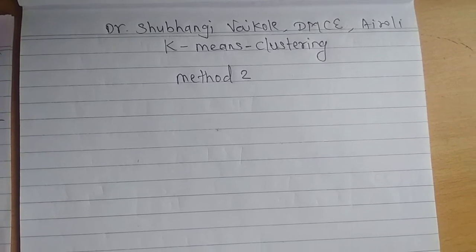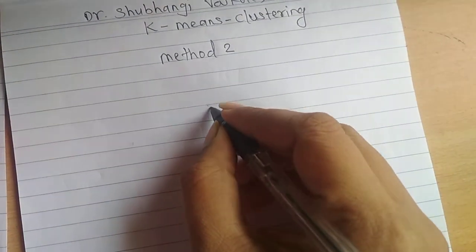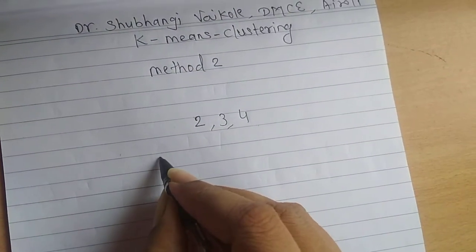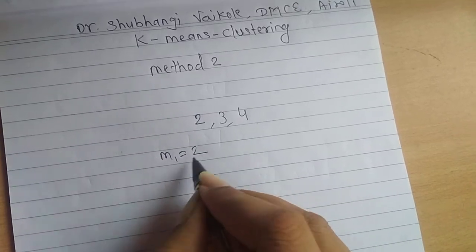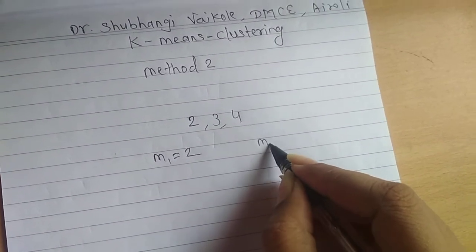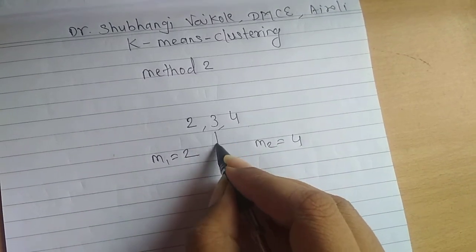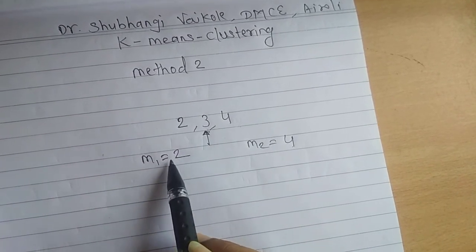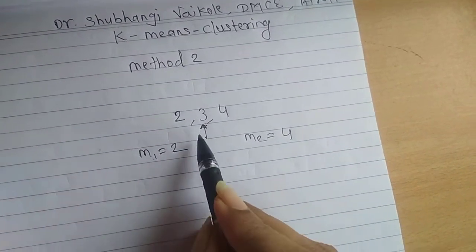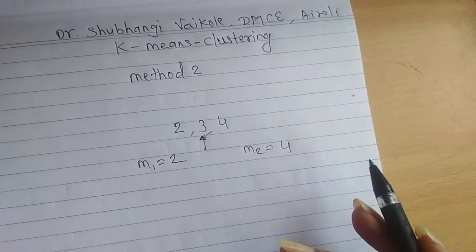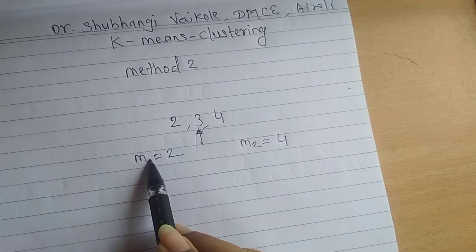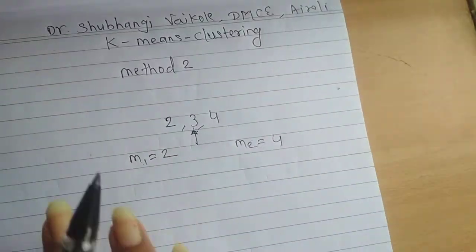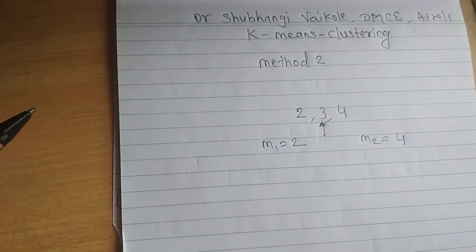In that method, I would like to add this: suppose we have 3 points 2, 3, 4, and you select the mean of cluster 1 as 2 and the mean of cluster 2 as 4. Then whenever you cluster the point 3, since it is at equal distance from M1 and M2, you can cluster it whenever you want. You can add 3 to cluster 1 or to cluster 2. Finally, you will get the same clusters. Okay. Now, we'll start with method 2.